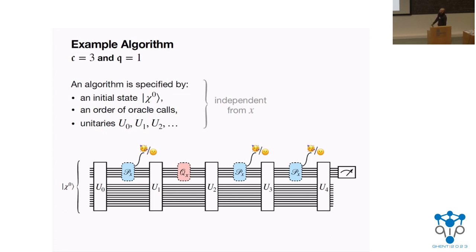And the third thing for specifying the algorithm is some input-independent unitaries U0, U1, and so on. The computation proceeds as follows: it starts with the initial state chi0, and then we alternate between applications of unitaries and oracle calls. And again, I want to mention once more that whenever a pseudo-classical oracle call says 1, we can just stop.